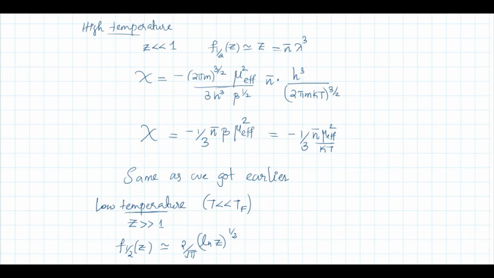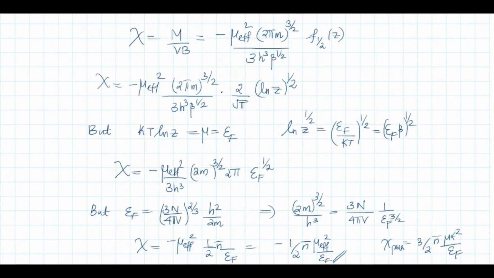In the low temperature limit, T less than TF, so z is very much greater than 1. f half of z you can write approximately equal to 2 by root pi log z raised to half. Now we can substitute this value of f half of z in the equation for chi. Then we will get minus mu effective square 2 pi m raised to 3 by 2 divided by 3 h cube beta raised to half into 2 by root pi log z raised to half. But the chemical potential mu is kT log z.